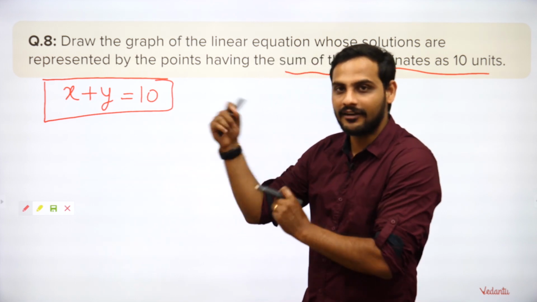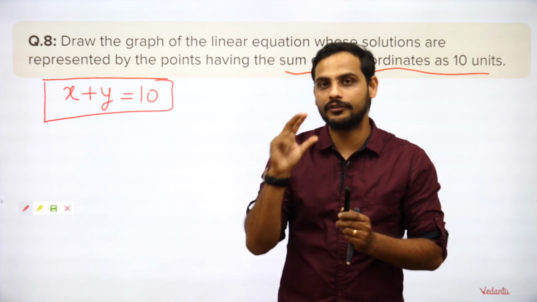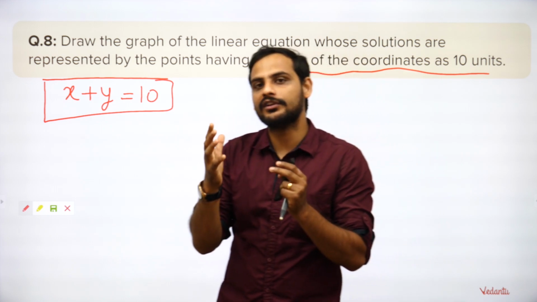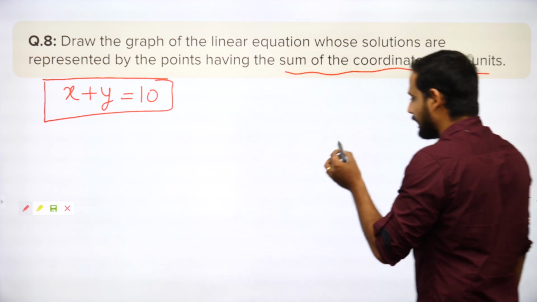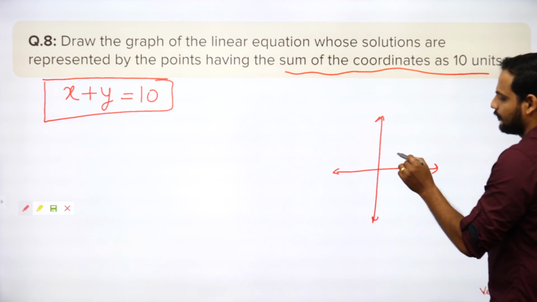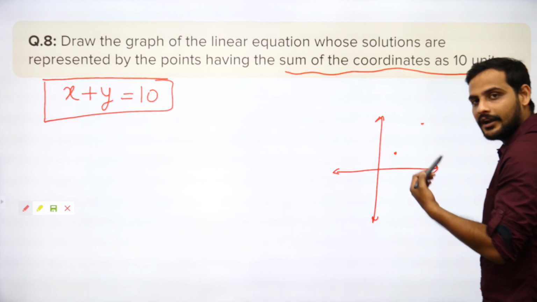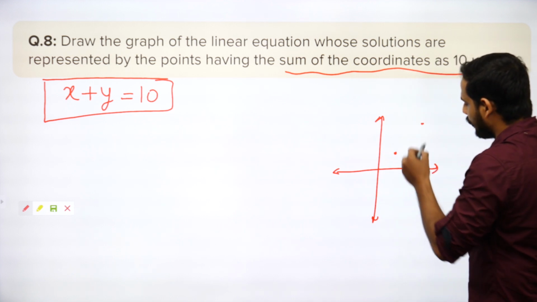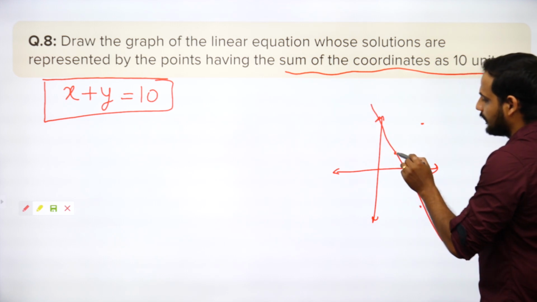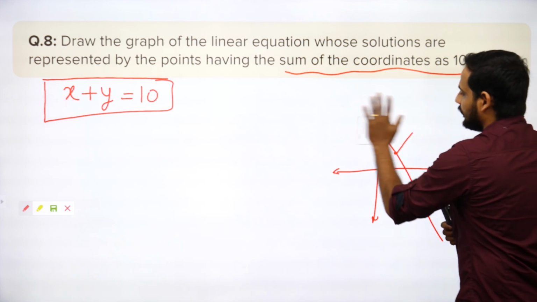For representing a graph, to draw a line we need only 2 points, but I would always suggest you draw 3 points. Why? Suppose you have made a calculation mistake anywhere. Suppose you got the first point here, which was correct, and the second point you were supposed to get here, but you made a positive or negative mistake and got it somewhere here. The actual line has to be this way, but now you will draw it like this. So this is the disadvantage with 2 points.